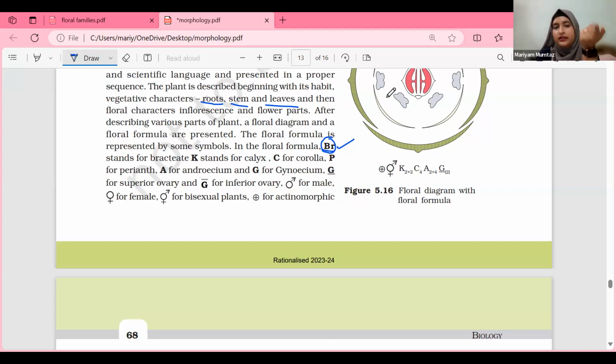Now in the next line, you write capital E and then BR, capital E and capital B, small r. That is E bracteate, meaning the bracts are absent. Now under EBR, you write K, and K is for calyx. Then you write C, and C is for corolla.